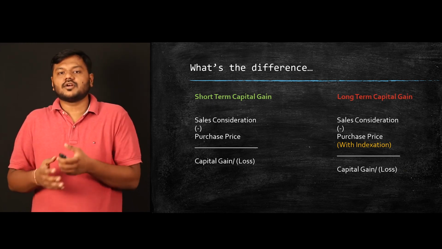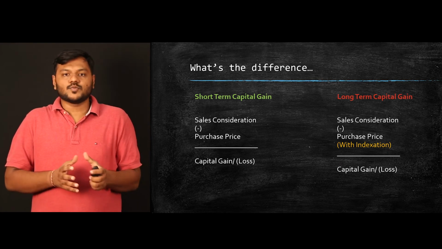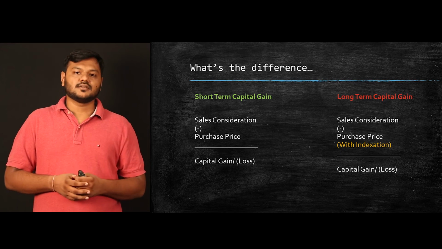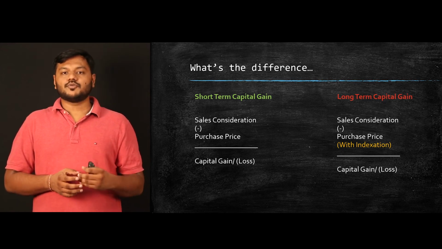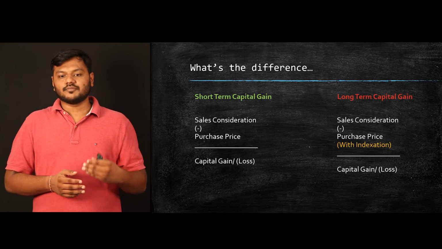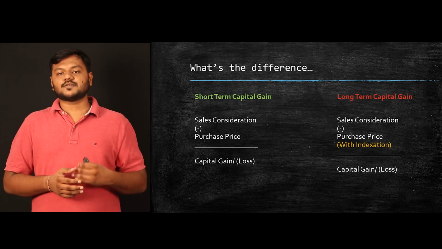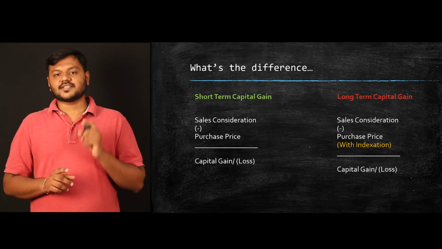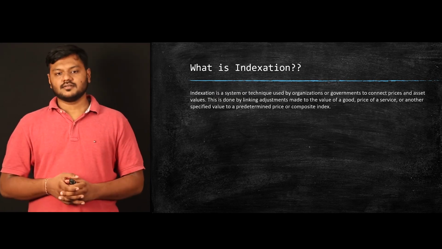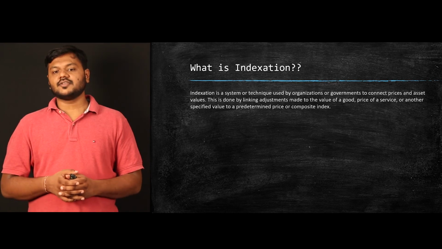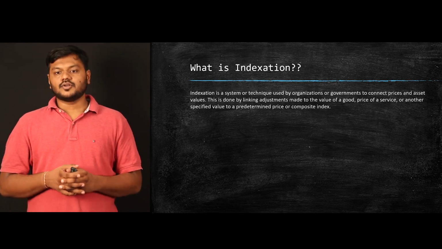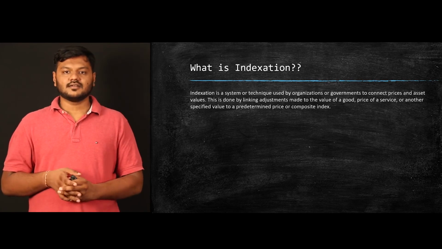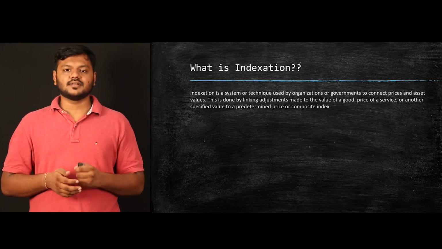So how to calculate long term capital gain? So the method is more or less the same, but there is one more point which will be added, that is indexation. So again, you have to put first the sales consideration. From that, you will reduce your purchase price, but that purchase price will be adjusted with the indexation. So what is indexation? Indexation is a system or technique used by an organization or government to connect the price of the assets with the value. Sounds a bit technical, right? Let's understand it by an example.